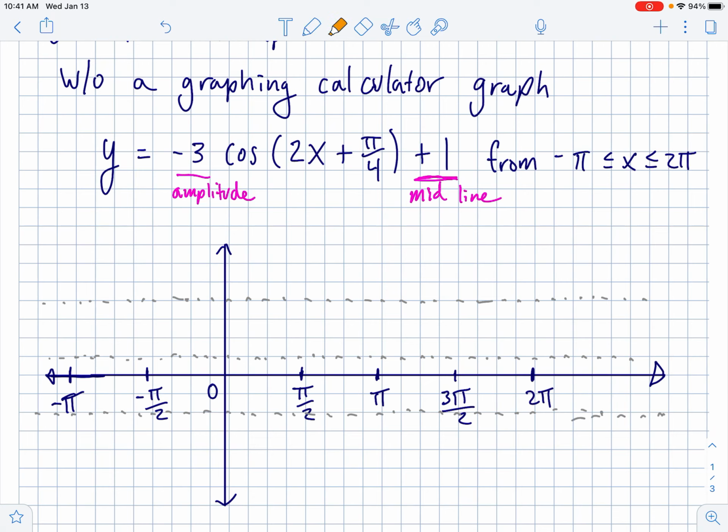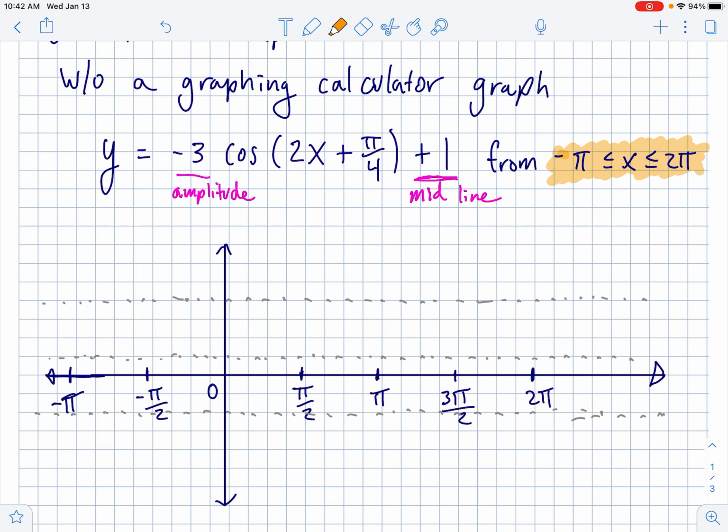The other thing that I did before I started this video is I saw that this has to go from -pi all the way up to 2pi. So I started pre-graphing in my head about how it should look. It should go from -pi all the way up to 2pi.